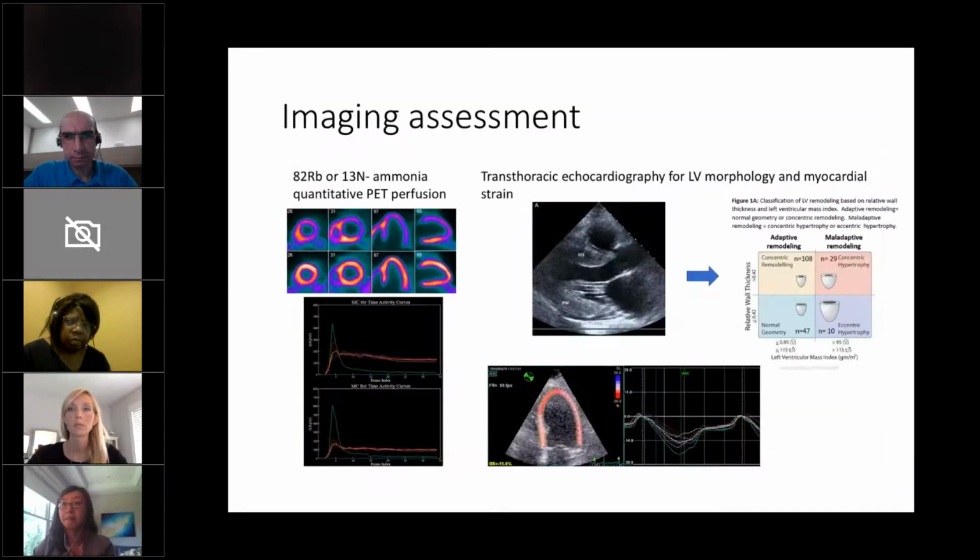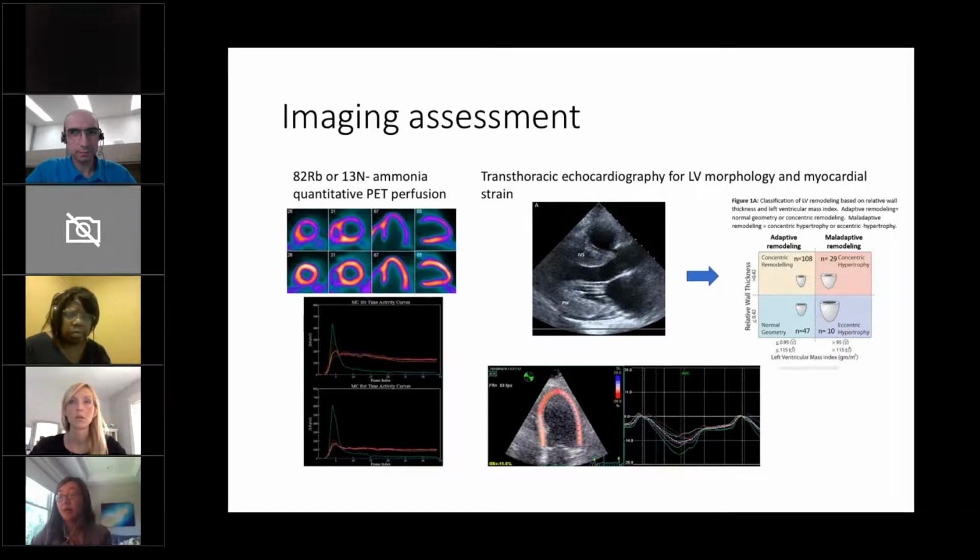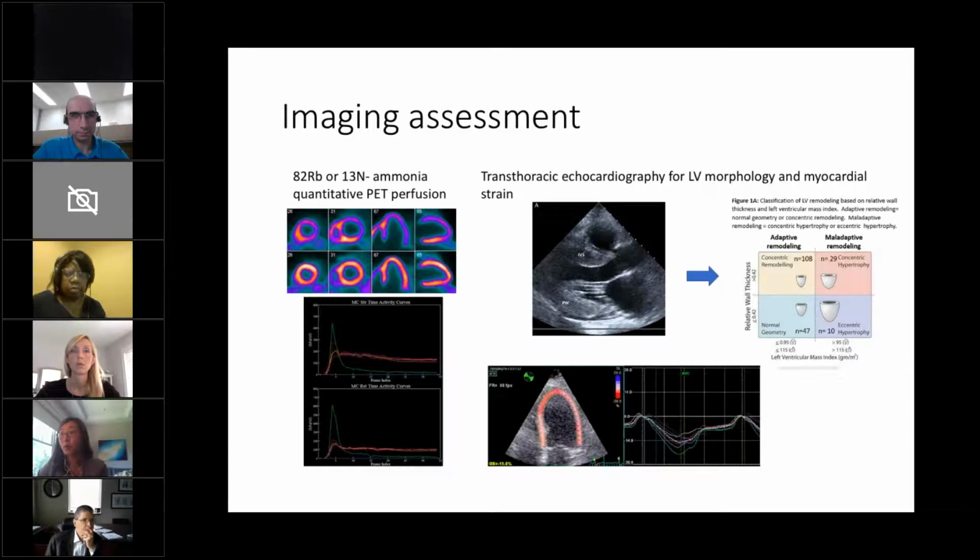Next slide, please. So this is our imaging assessment of the cohort. All patients had either 82 rubidium or N13 ammonia quantitative PET perfusion. They also had transthoracic echocardiograms for LV morphology assessment and myocardial strain assessment within 90 days of the PET. So from the 2D transthoracic echocardiogram, we determined whether patients had normal geometry, concentric remodeling, concentric hypertrophy, or eccentric hypertrophy based on their LV wall thickness as well as their diastolic diameter dimensions. Those who were determined to have normal geometry and concentric remodeling were categorized as having adaptive remodeling, while those with concentric hypertrophy and eccentric hypertrophy were categorized as maladaptive remodeling. Next slide, please.